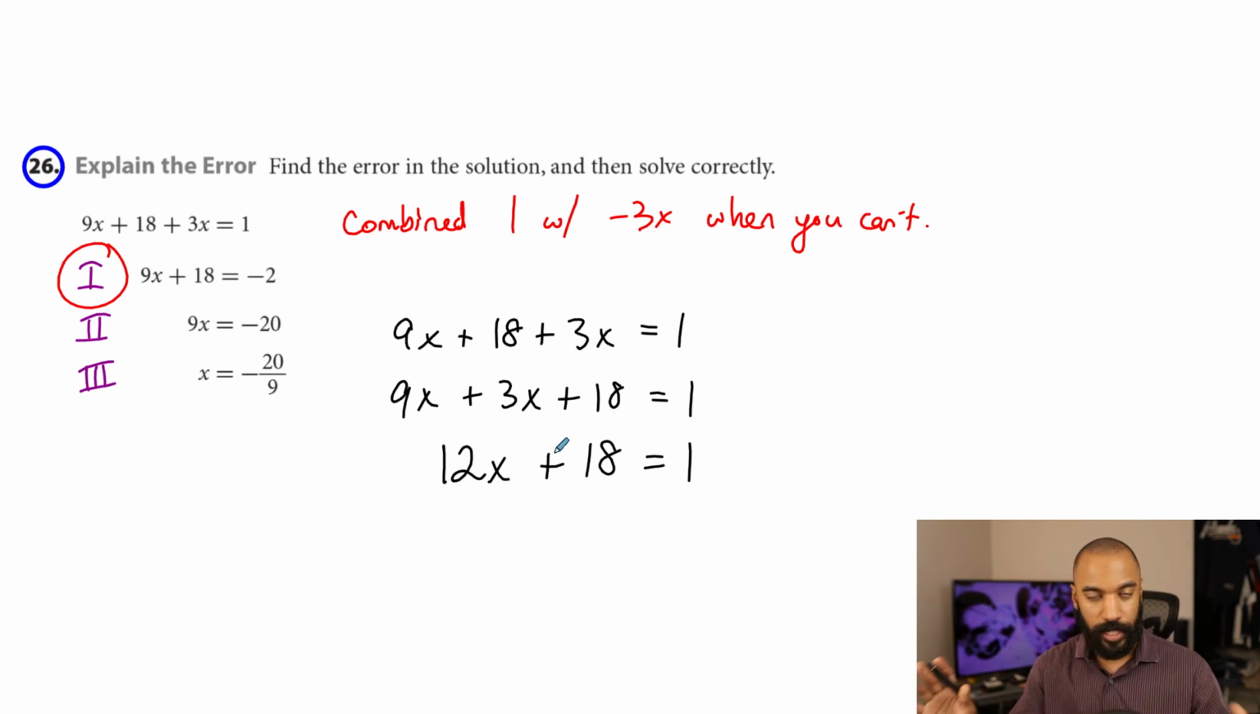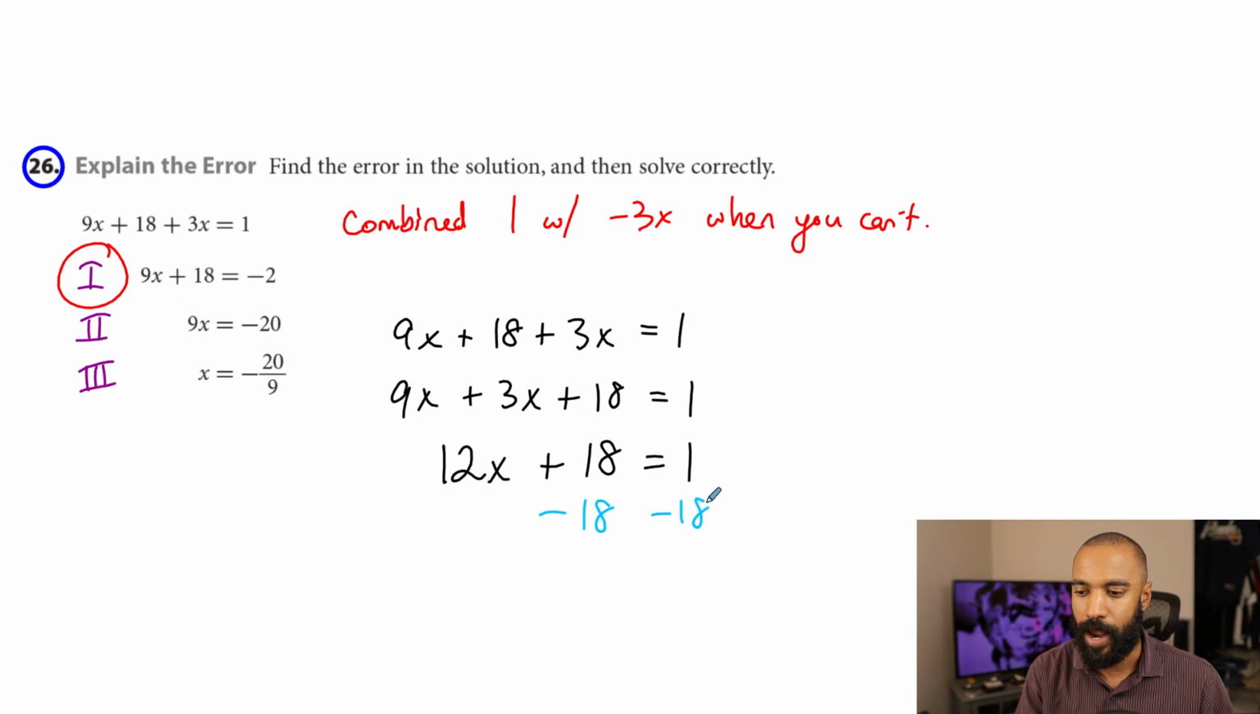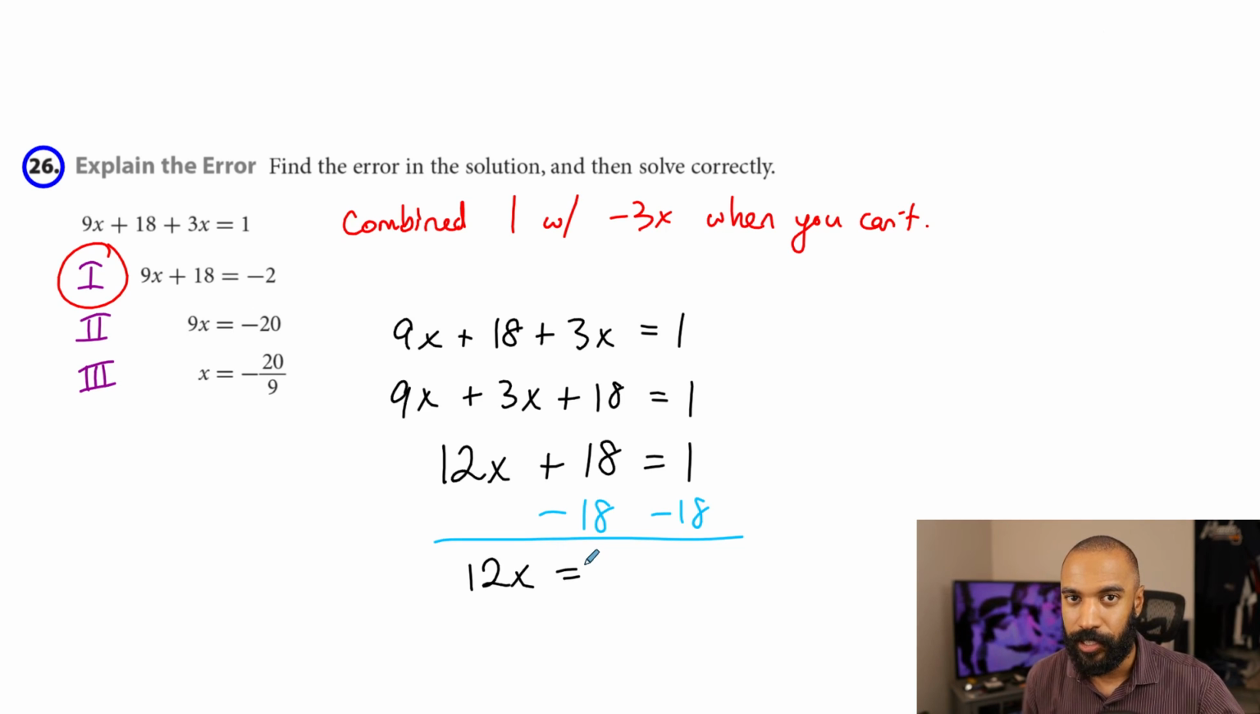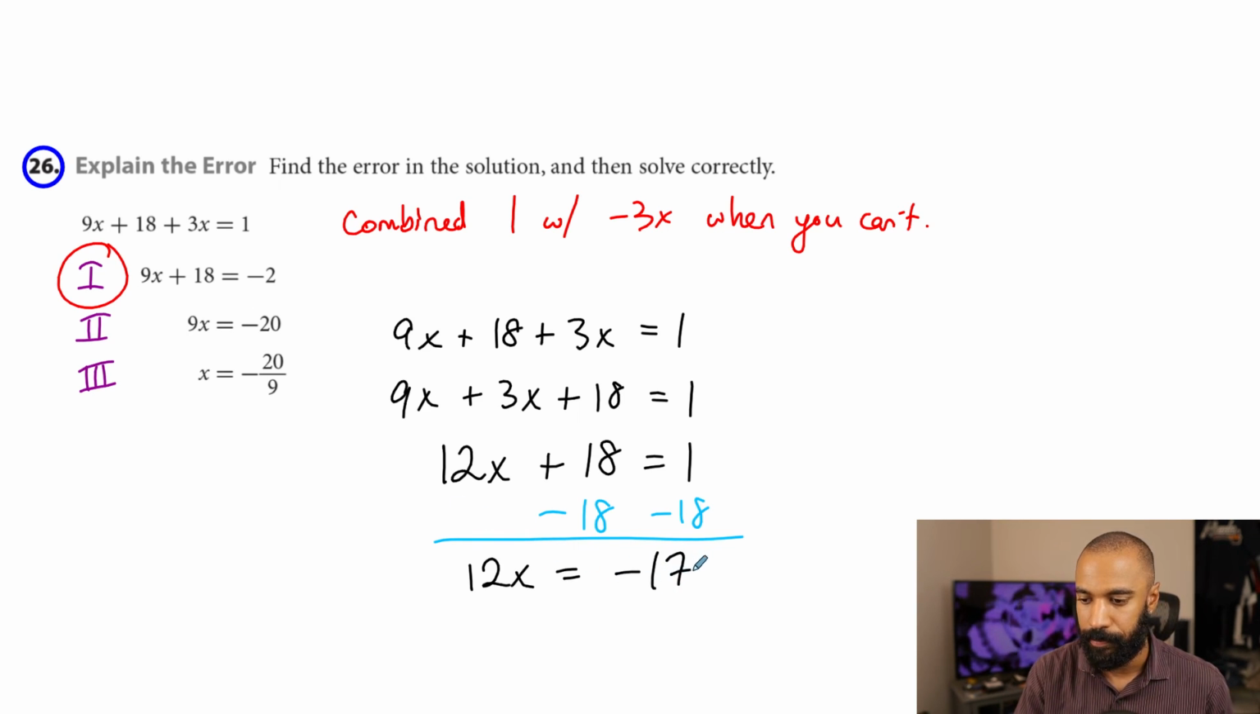Okay, this is just like any other equation that we had. Let's get x by itself. 12x plus 18 equals 1. Let's subtract 18 from both sides, just like they did here. Let's subtract 18 from both sides. Normally I wouldn't write it, but I will in this case. 1 minus 18, it's going to be a negative answer, and it's like 18 minus 1. So the answer is negative 17, not the final answer.